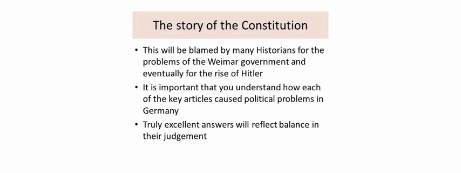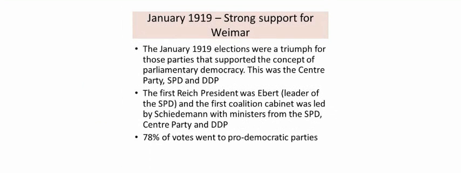Okay, so a bit of context. In January 1919 there is an election about who's going to write the Constitution, and it is a triumph for the pro-democratic parties, the SPD, the Centre Party, or the Z, the DDP, who are the Liberals, as well as a coalition of other smaller parties, which we won't bother to trouble you with.